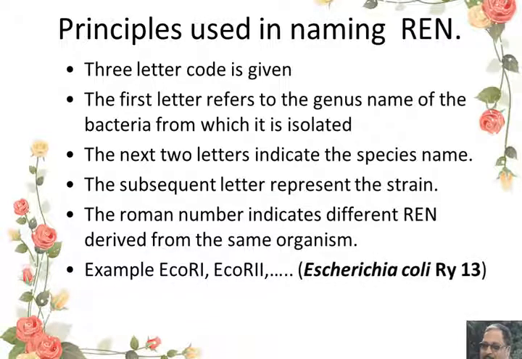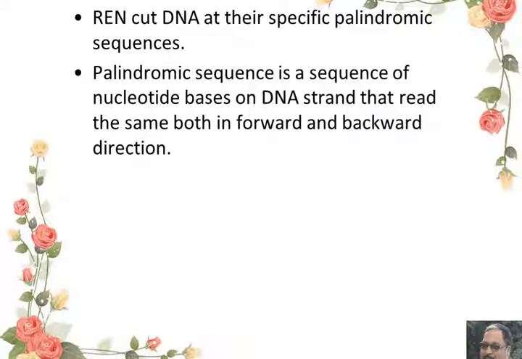For example, here we have 2 restriction endonuclease enzymes, EcoRI and EcoRII. Here the capital letter E stands for the genus name of the bacterium Escherichia, and the small letters co stand for the species name coli, and R stands for the strain RY13, and the Roman numerals I and II stand for the different RENs extracted from the same strain.